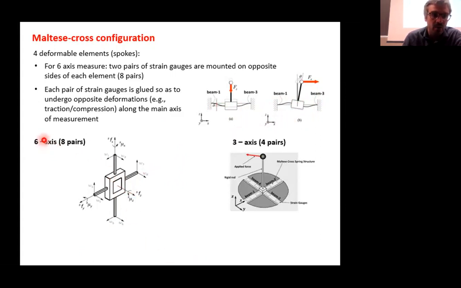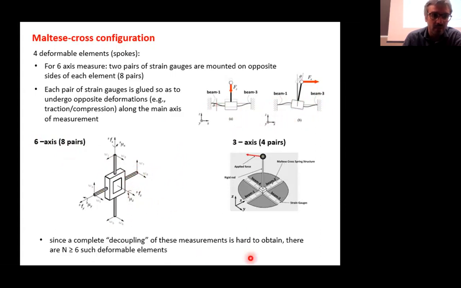So in case we want to measure both forces and torques, we need at least 8 pairs with this arrangement. One on this side and one on the top side. Otherwise, if we want to only measure linear forces, we need 4 pairs, only on top and bottom of these spokes.